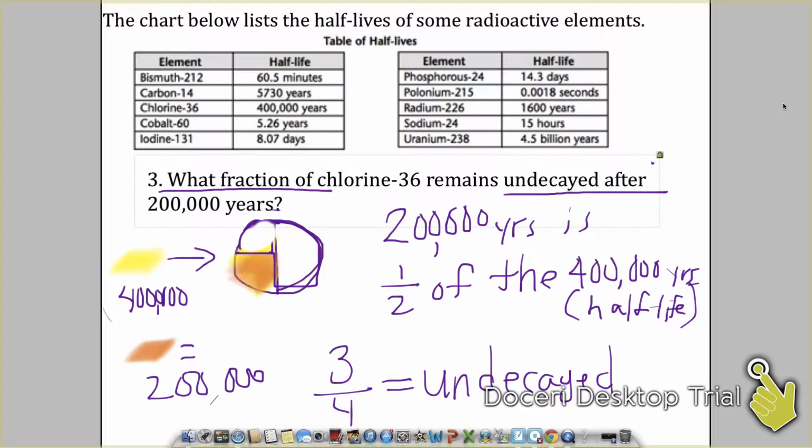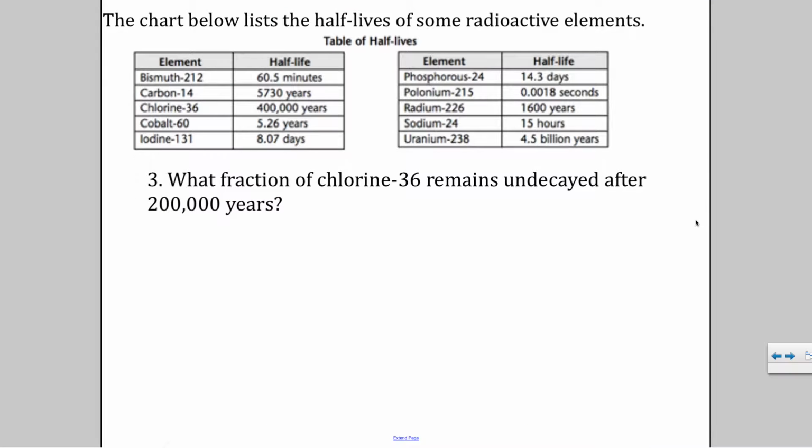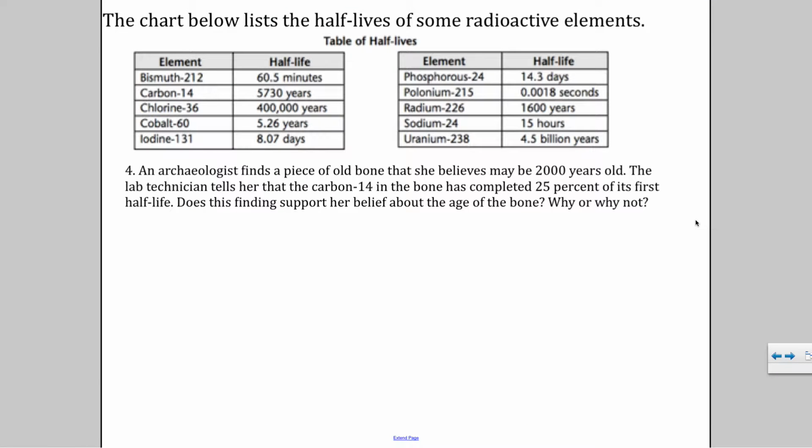All right. Moving on to the next one. Number 4. Now this was a little tricky, but it wasn't impossible. So the question is, well, the statement and then the question. An archaeologist finds a piece of old bone that she believes may be 2,000 years old. What is she giving us? Her what?